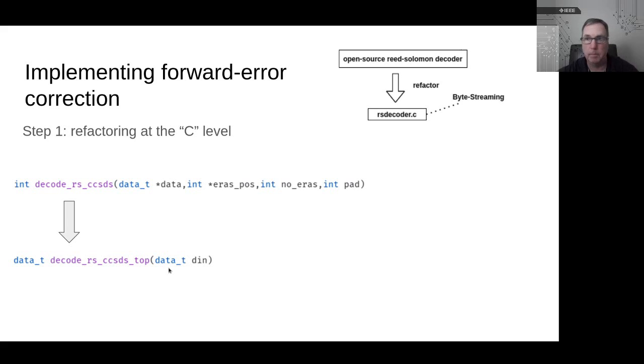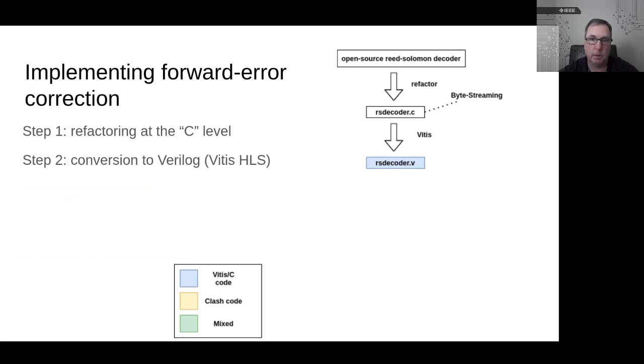Each call provides a single byte to buffer and simultaneously returns a single byte from the same buffer position containing decoded data from the previous frame. Once all the bytes making up the code block have been received, the function will initiate the decoding process. This effectively makes the C code work in a byte streaming manner. Next, we use Vitis to convert this C code into Verilog, effectively making a byte streaming Verilog module.